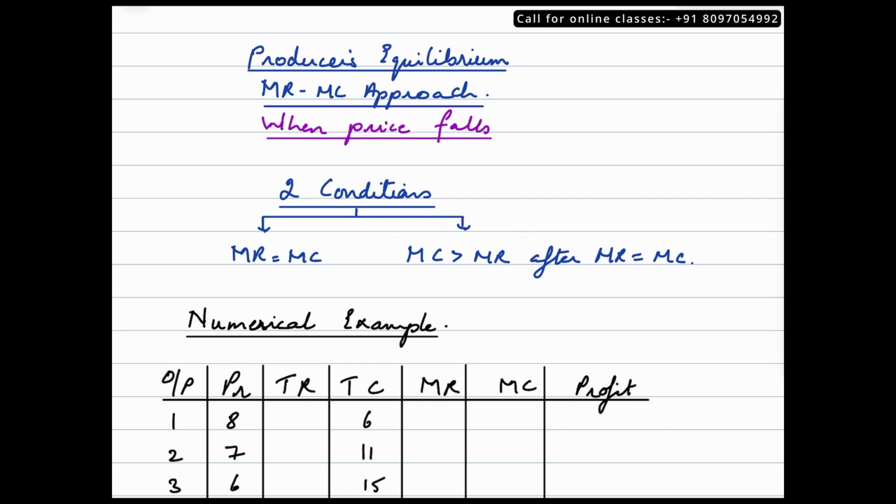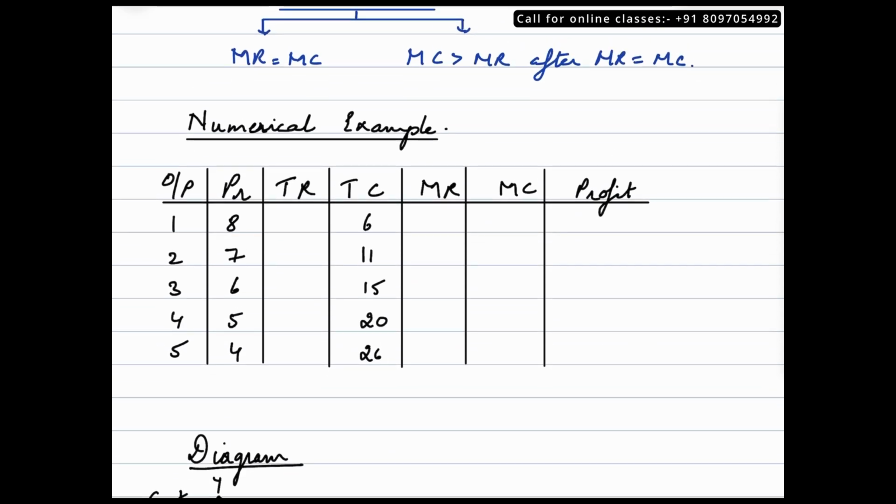Let's take a numerical example to understand these two conditions and see how the equilibrium could be attained when price is falling. So under this, we have output that goes up from 1 to 5, price falls from 8 to 4. Let's calculate the total revenue. So total revenue is price times quantity. So in this case it is 8, 14, 18, 20 and 20. The total cost has been already given to us.